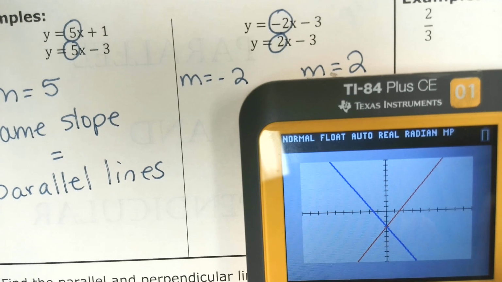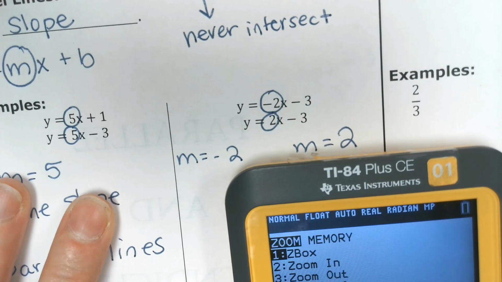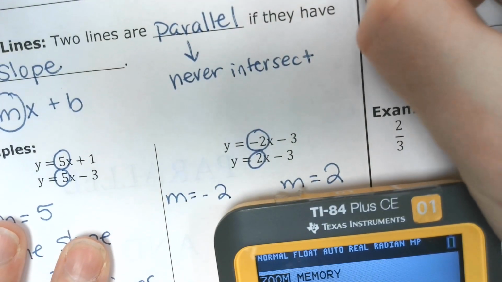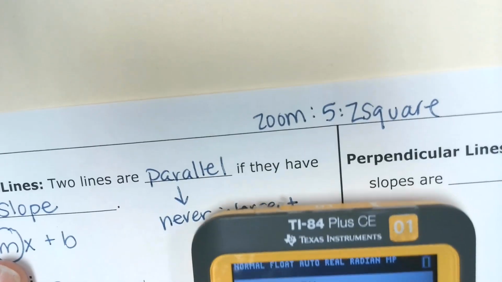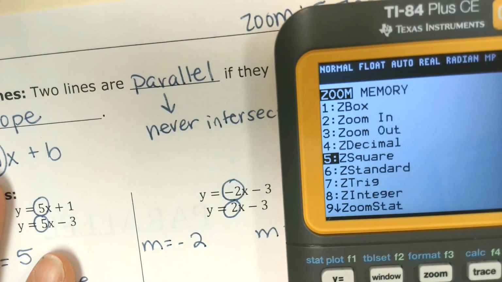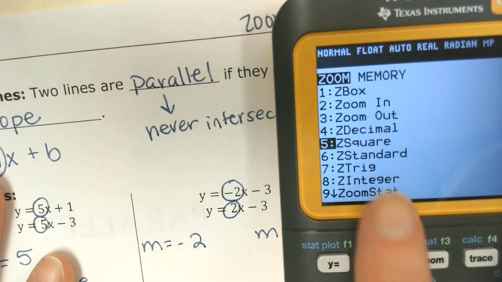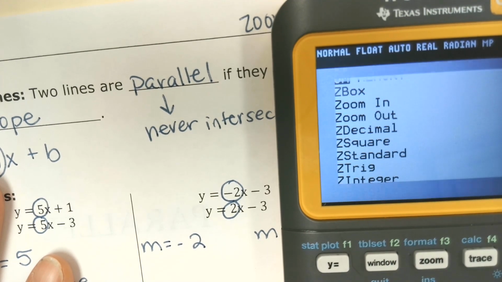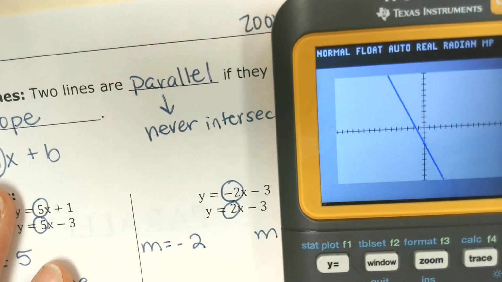Okay, it could be perpendicular, right? Something with this screen is that it's not squared up. So what we're going to do is we're going to hit zoom, square number 5. The zoom button is two places over from y equals. Do number 5 for Z square. That's going to square it up where they're actually like what we would draw. The other way isn't squared up.